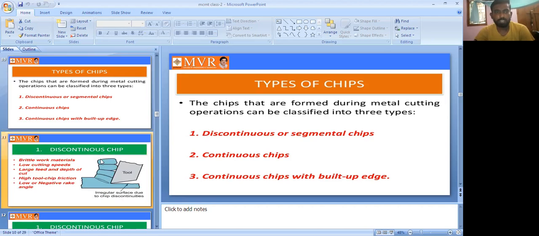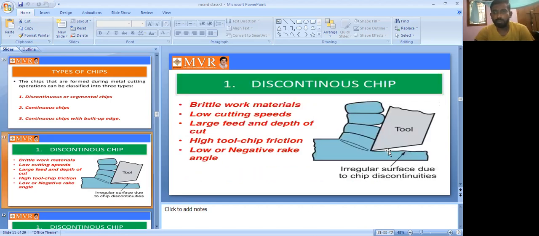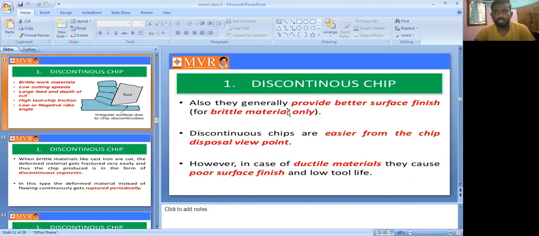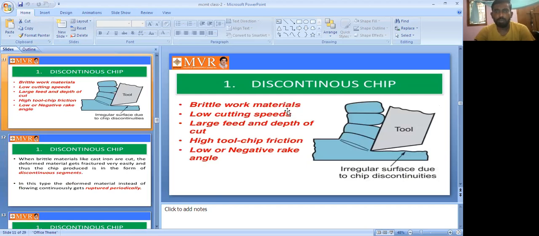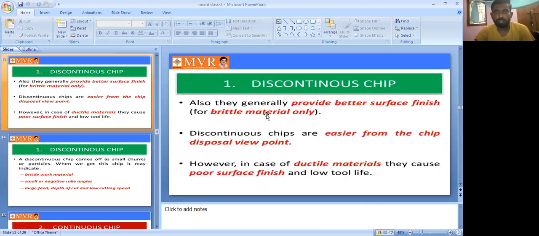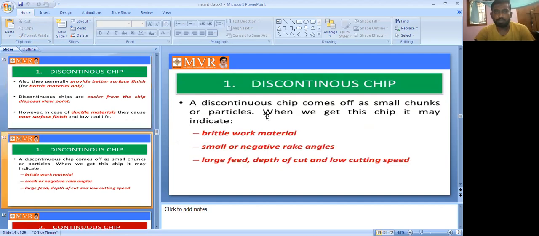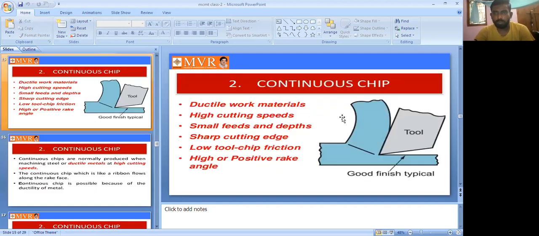The first one is the discontinuous chip. This is a block diagram: it is a tool, it is a workpiece, and we get a discontinuous chip. Next is the continuous chip. Here is the tool and the workpiece, and the tool continuously removes the chip, so you can call it a continuous chip.